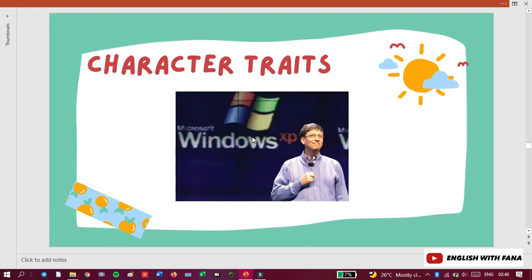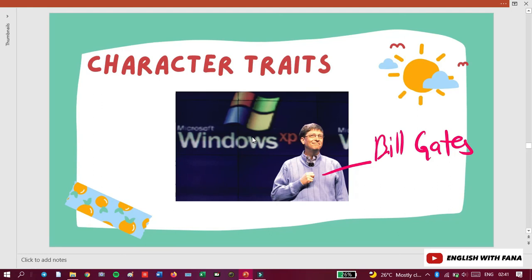And now we move on to character traits. So character traits is more on the inside, okay, what you think about the person. So who knows? Who is this? Okay, this is Bill Gates. Okay, so Bill Gates is a very famous multi-billionaire. He is the founder of Windows, Microsoft.